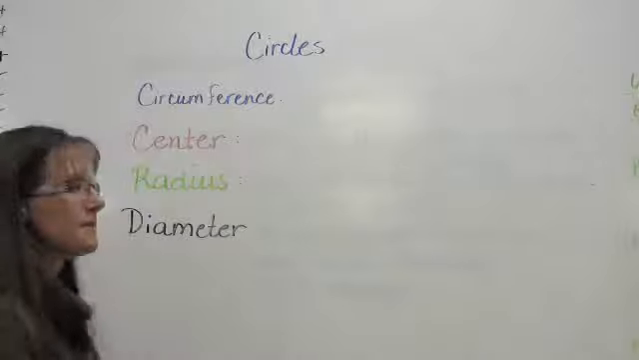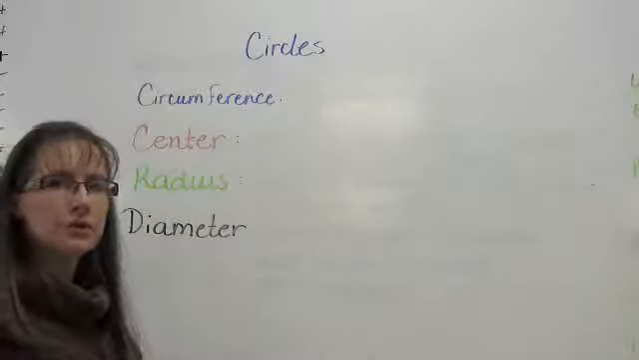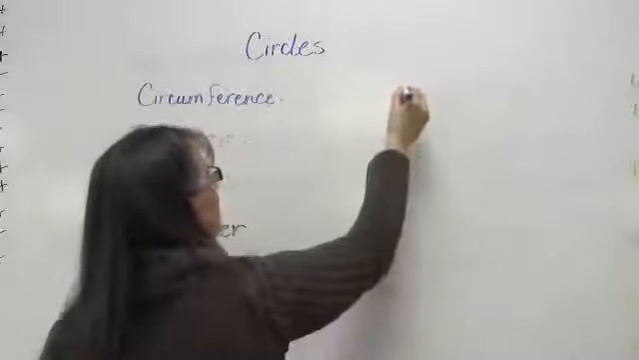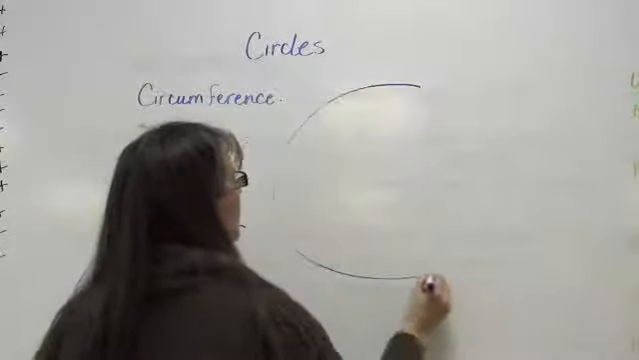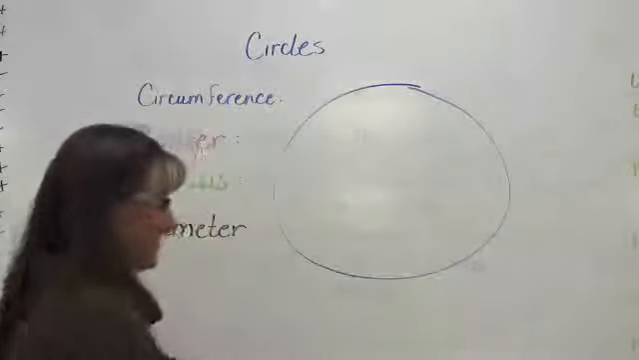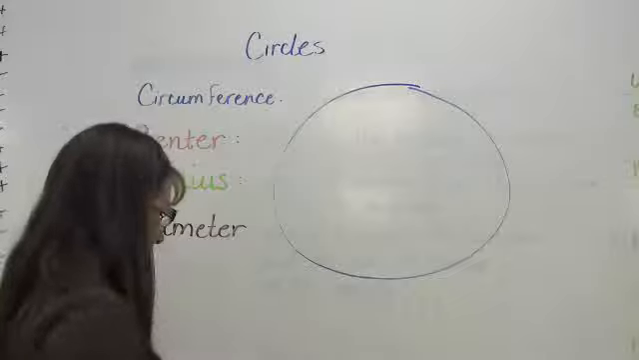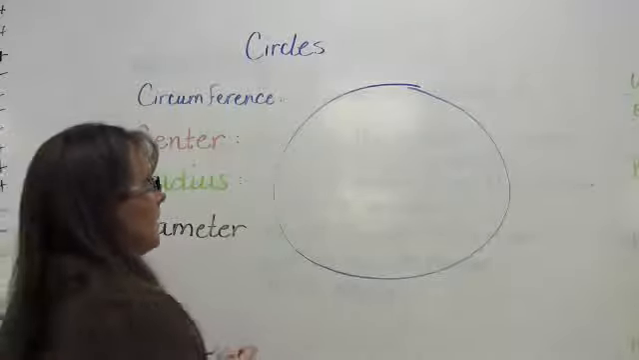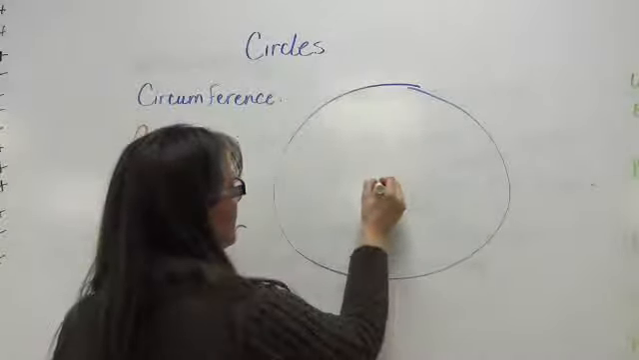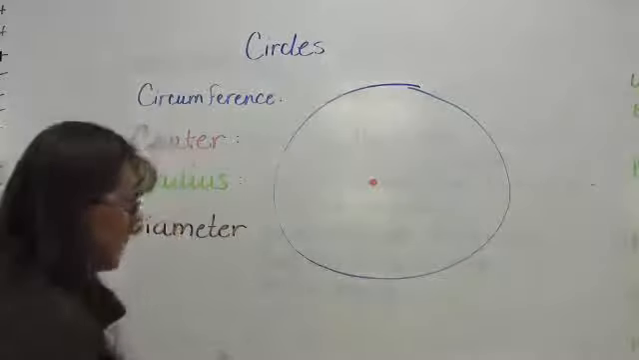Okay, using the different colors up here, we'll go ahead and draw our circumference. Our circumference will be in blue because it is the distance around the outside of the circle. Our center, we're going to use orange, and it should be in the middle of the circle.